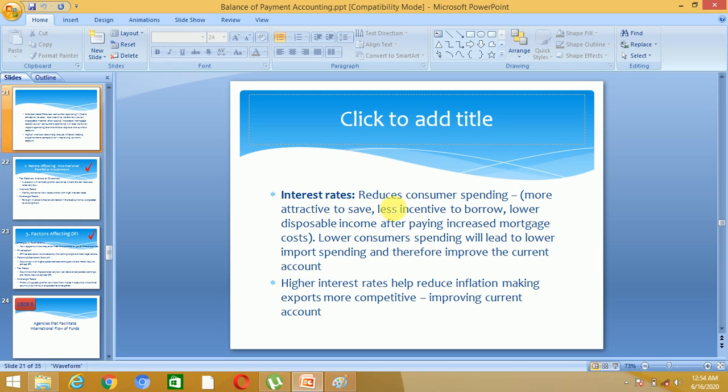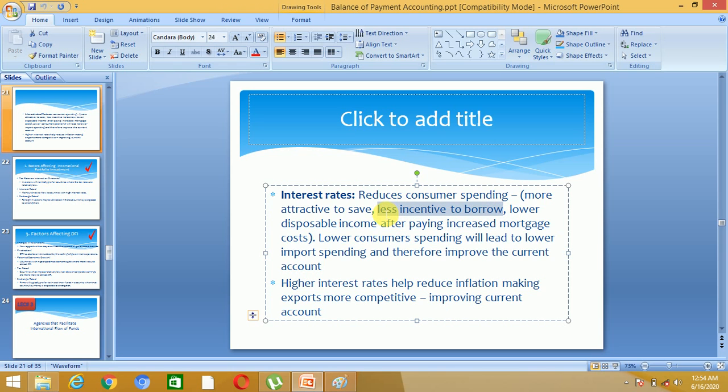So see here, interest rates reduce consumer spending. When interest rate increases, it reduces consumer spending. People will not spend money. It will be more attractive to save money. Less incentive to borrow. If you borrow money from the bank, you will pay more interest to the bank. So people will not take loans from the bank.